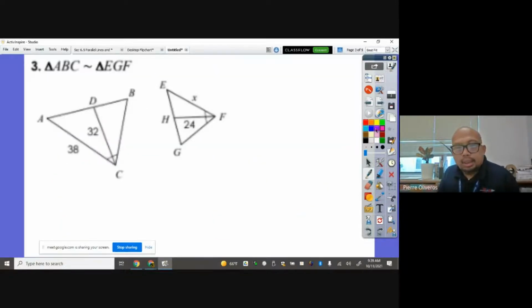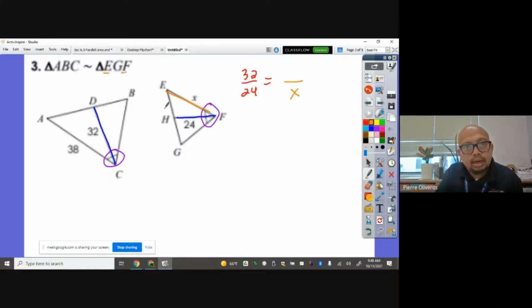Next, number 3 here. I have triangle ABC is similar to triangle EGF. Again, this notation means that they are congruent, and that means that CD and FH are the angle bisectors. So I can use 32 over 24 is equal to, let me look for the x. The x is right here on the other triangle, so I need to put x on the bottom here and here. X is the EF, the first and the third letter, so I have to use AC, which is 38 there.